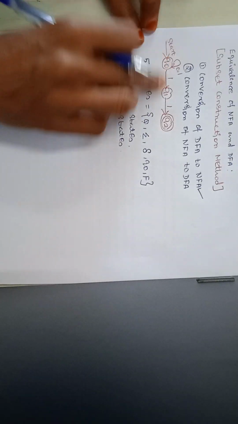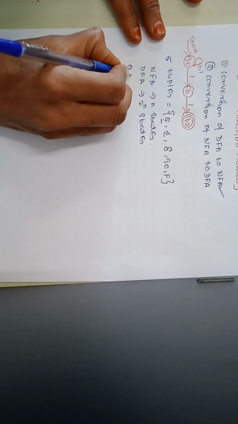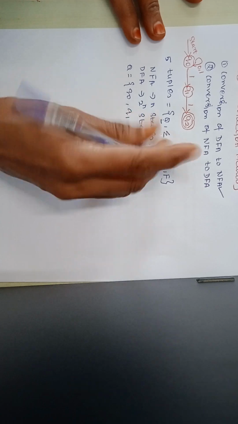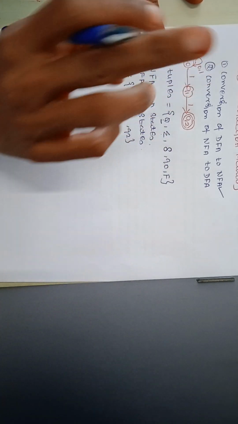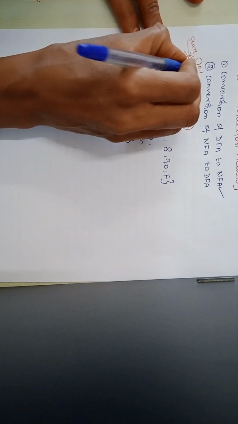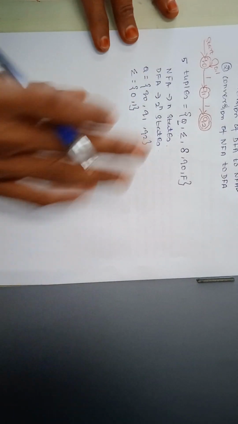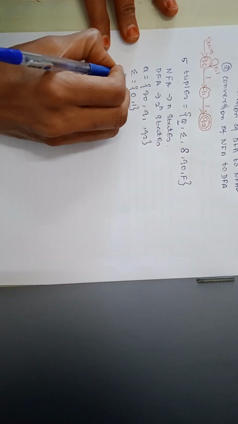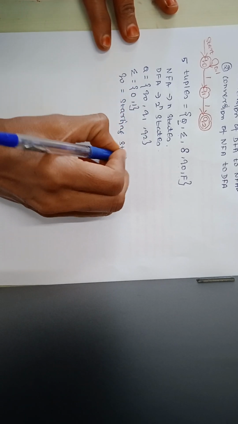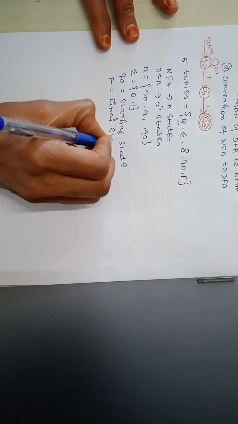Here in this example there are 3 states, that is Q equivalent to the set of states Q0, Q1, Q2. Epsilon equivalent to input symbols. Input symbols means the symbols used in this diagram, 0, 1. Then we have to construct the transition. Q0 is the starting state. F is the final state.